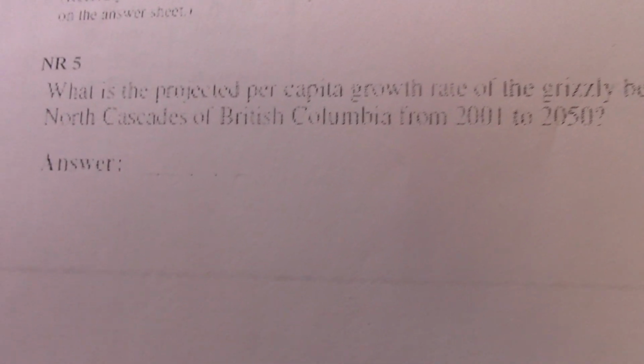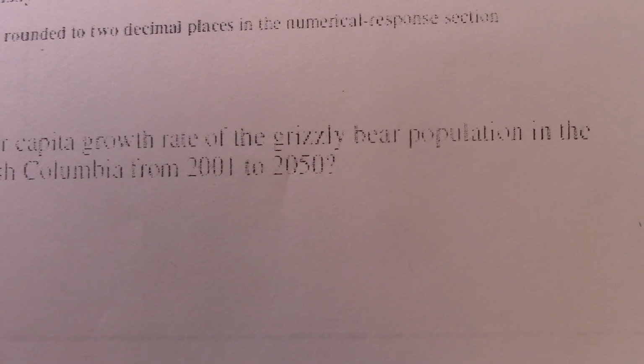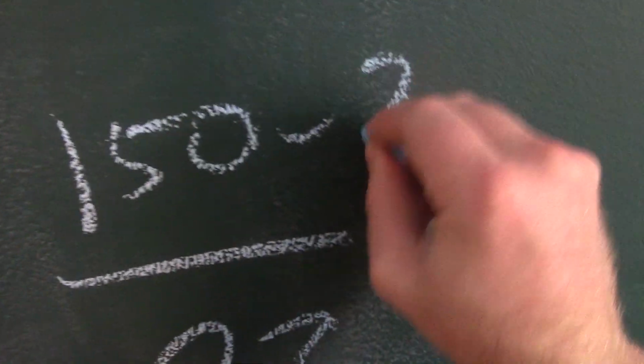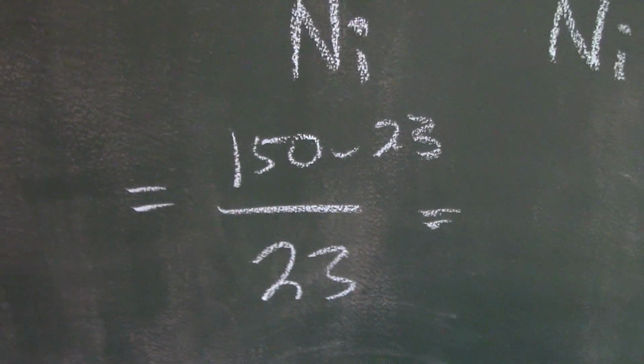Okay, so if you look at numerical response 5, again on your unit test, that says, what is the projected per capita growth rate of the grizzly bear population in the North Cascades, British Columbia from 2001 to 2050. So they're expecting 150 bears. So remember that they have an initial population value of 23. We want 150 minus 23, and that's going to give us a value. Now there's no units for per capita growth rate. We compare it to 1.